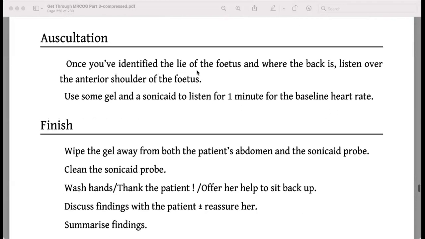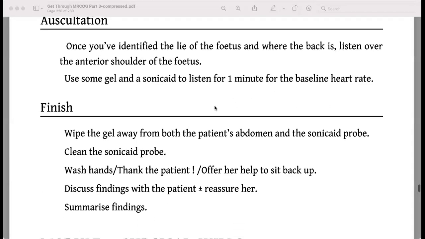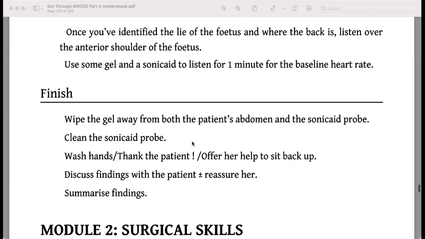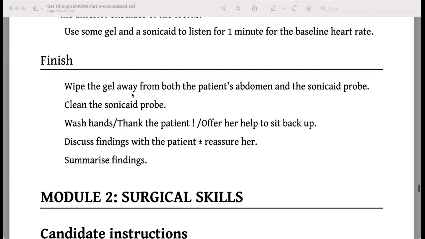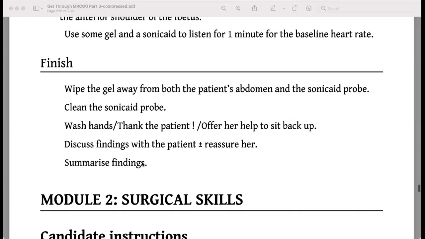Auscultation: once you have identified the lie of the fetus and where the back is, listen over the anterior shoulder of the fetus. Use some gel and, of course, the Doppler or the sonic aid to listen for 1 minute for the baseline fetal heart rate. Finish: of course, you have to wipe the gel away from both the patient's abdomen and the sonic aid probe. Clean the sonic aid probe, wash hands, thank the patient, offer help to sit back up, discuss findings with the patient and reassure her, and summarize your findings.